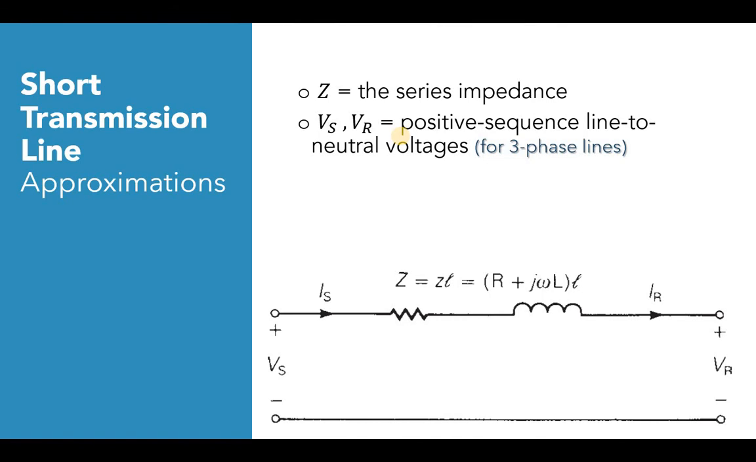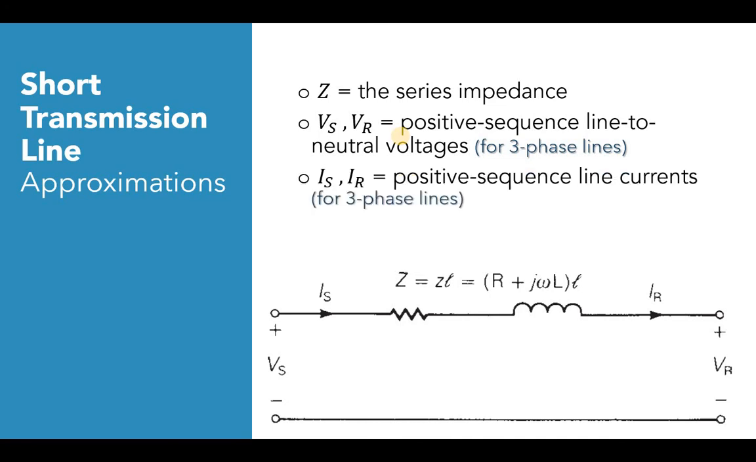Unless otherwise mentioned or specifically mentioned that the given VS or the given VR is a line-to-line quantity, okay? So the same thing with IS and IR for three-phase lines. Okay, so these are positive sequence line currents. Please take note of that, no, because we have a different notation for VS and VR. These are line-to-neutral voltages, and your IS and IR are the line currents. Okay.